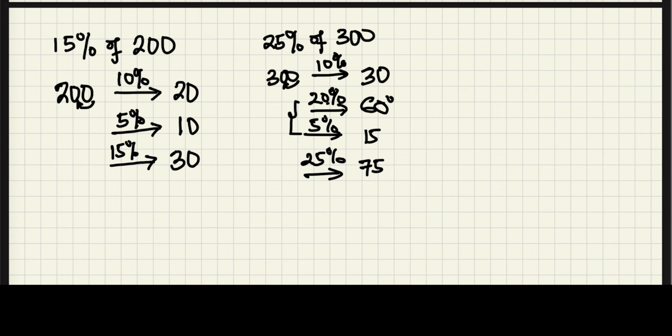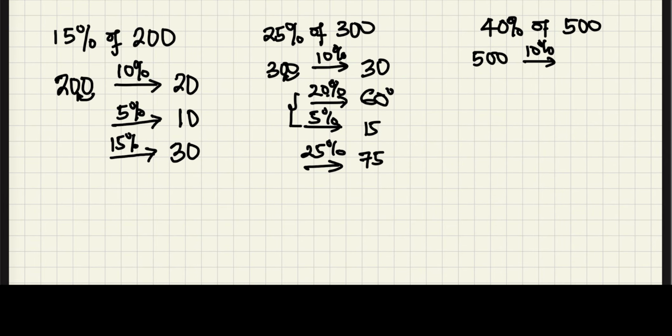That's how it works. Let's look at another interesting example. Let's say we have 40% of 500. This one should be pretty straightforward. For 500 now, 10% of 500 should be 50, right? Then that's 10 times 4, which will give us 40%. So 40% now will be 50 times 4, and that is 200.